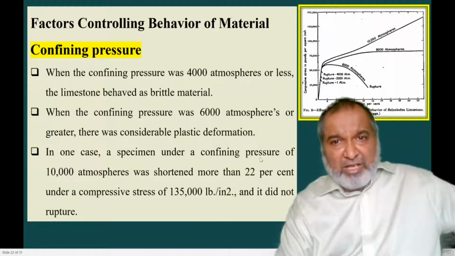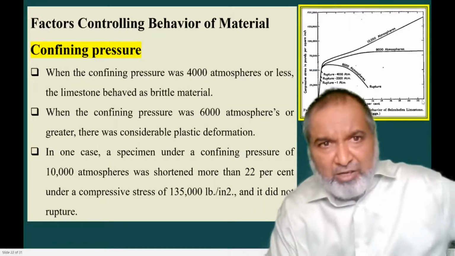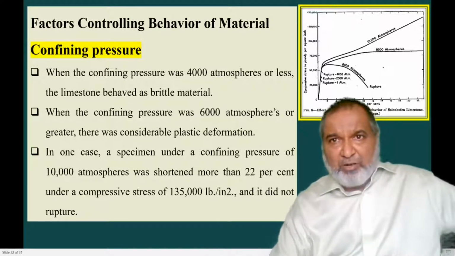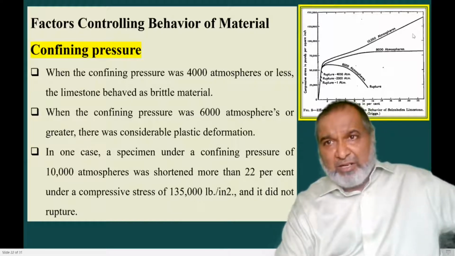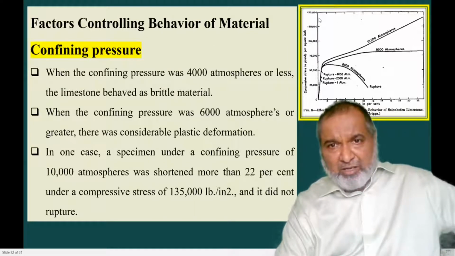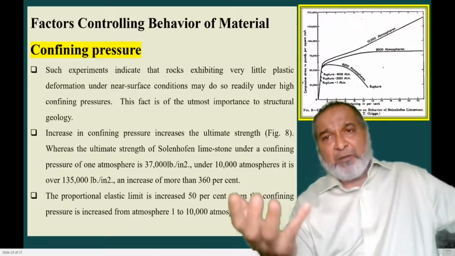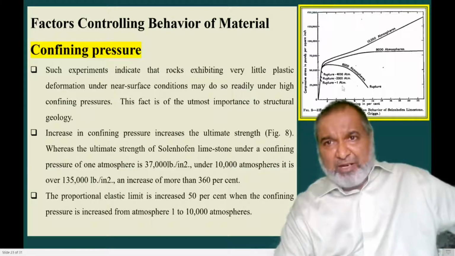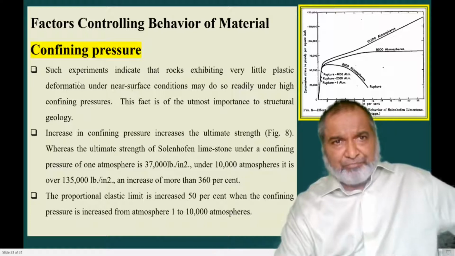In case of 10,000 atmosphere, it was shortened. At 10,000, you can see how much it is there. More than 22% will be there, and whatever the stress is, around 1 lakh 35,000, that is the highest one which will be there. So this is the part we have to study from this graph. All are the same material. Limestone is there. Solnhofen limestone has been considered.